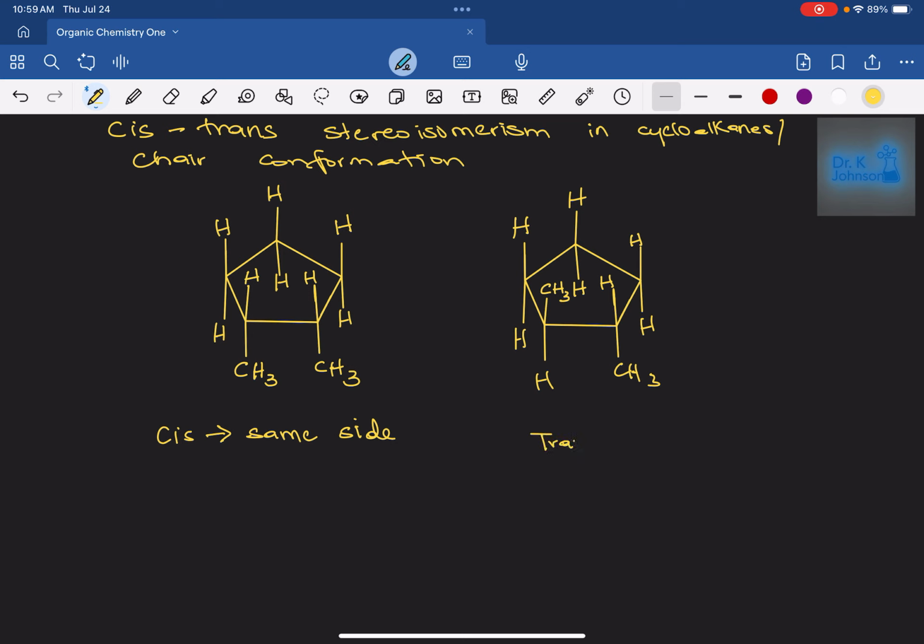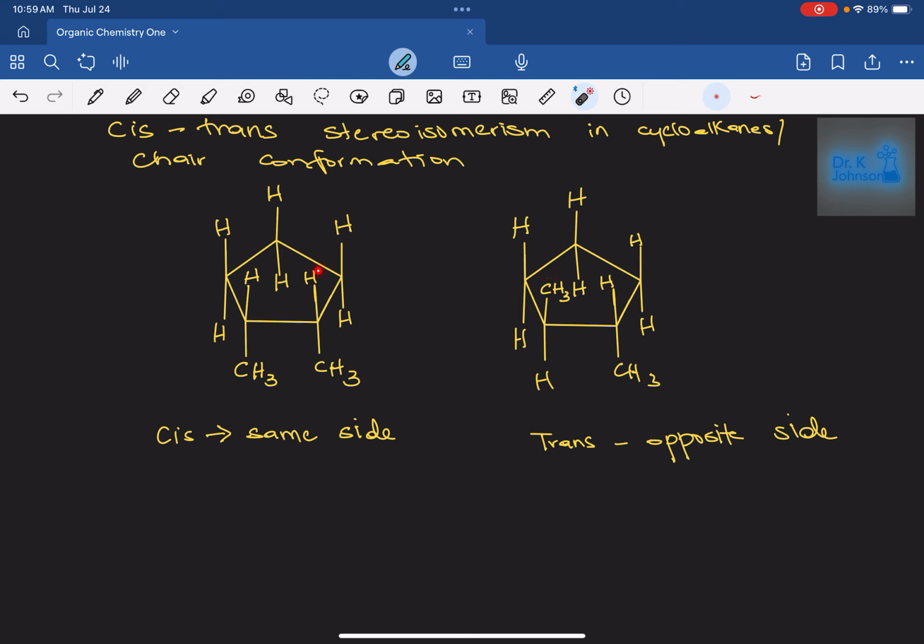Trans is opposite side, which means that your substituents are on opposite sides of the ring. Trans means opposite side, cis means same side of the ring. And like I said, cis, sister, is supposed to be on the same side. So your CH3s here are both below the ring, cis. CH3s here, one is above, one is below, trans.